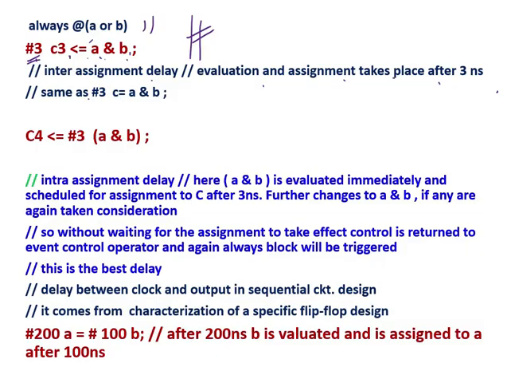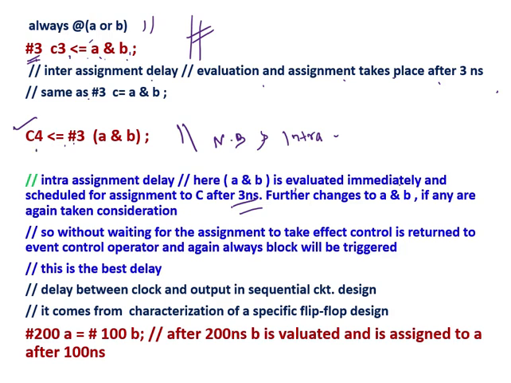The next one is C4. This is a non-blocking assignment, then #3 A and B. This is non-blocking and intra assignment delay, not inter assignment. Here we know that with intra assignment delay, A and B is evaluated immediately and scheduled for assignment to C after 3 nanosecond. First A and B will be evaluated and then scheduled for assignment. So after 3 nanosecond, A and B value will be assigned to C4.